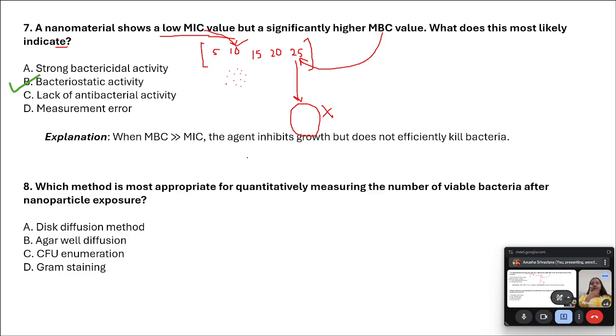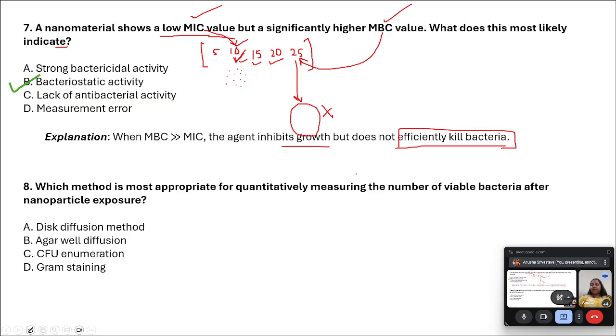Okay, sorry. So when MBC is greater than MIC, the agent inhibits growth but does not efficiently kill bacteria. So that's what I just said, that it can inhibit growth. This particular concentration is inhibiting growth, but it's not efficiently killing bacteria, right? So at this concentration, there are still bacterial colonies visible that can be observed. So this was the difference between MIC and MBC.